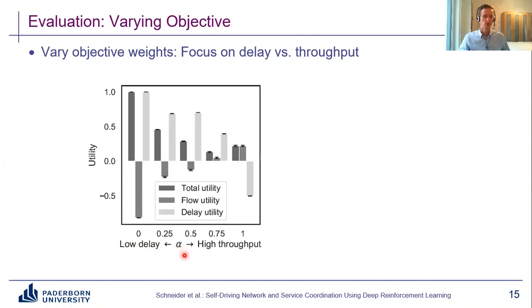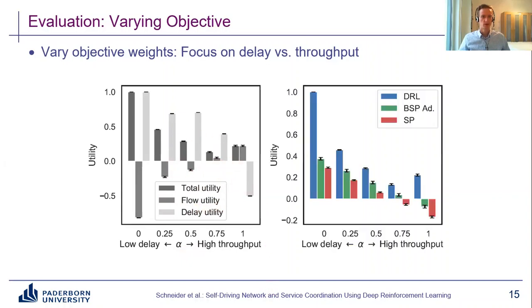And then as we tune this objective weight, it starts to process more flows successfully. So the flow utility here increases, but the delay utility decreases a bit. When we compare this total utility with all of the other approaches, we can still see that for any of these settings, our approach still outperforms the compared algorithms. So this is really nice because we can see that our approach adjusts to different objectives just by changing the objective weight and retraining, but without any need for expert knowledge.